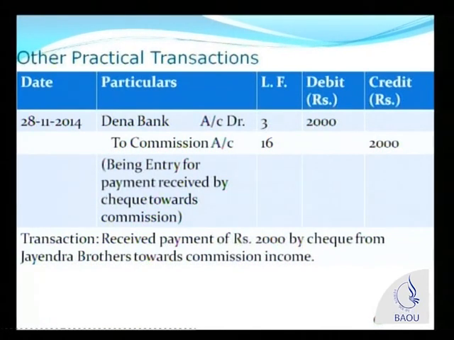Commission is an income. As I told you earlier, any revenue expense or revenue income will have a direct impact on owner's equity or capital. When revenue income is earned by you, it increases owner's equity. Therefore, owner's equity plus means credit. When you get revenue income, your equity or capital increases. Therefore, it will be credited. Even applying that rule, commission account is to be credited.